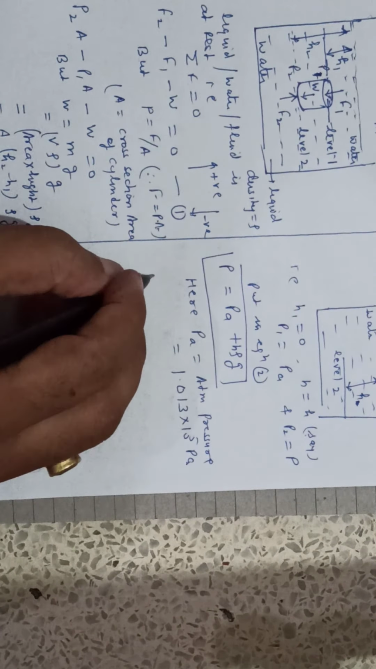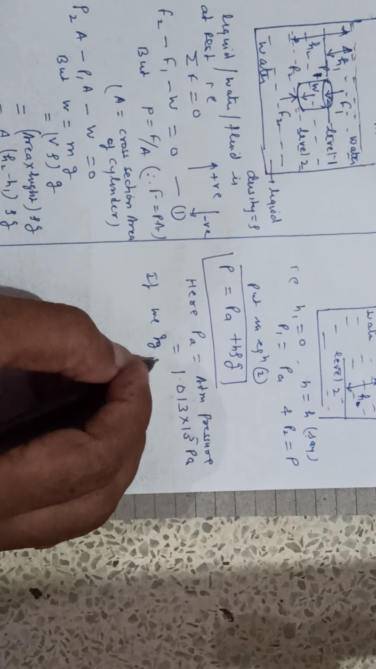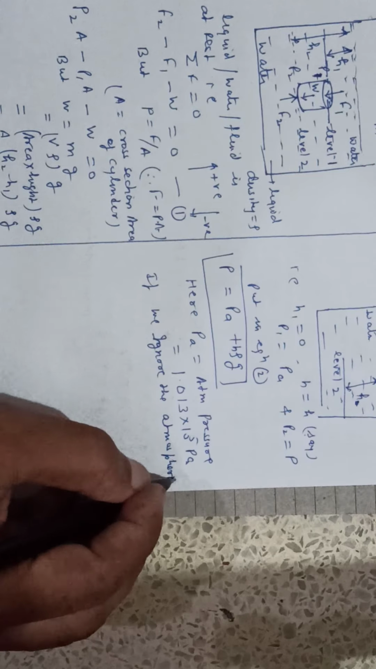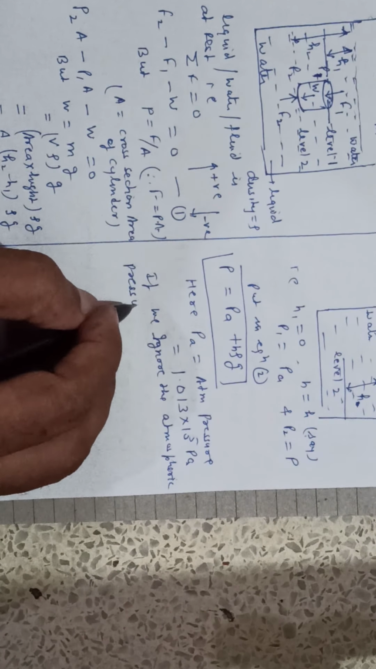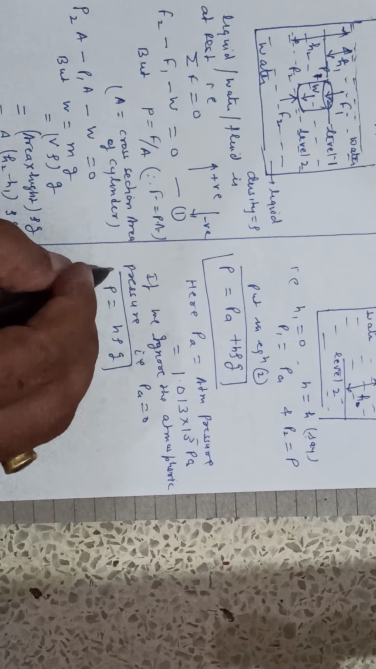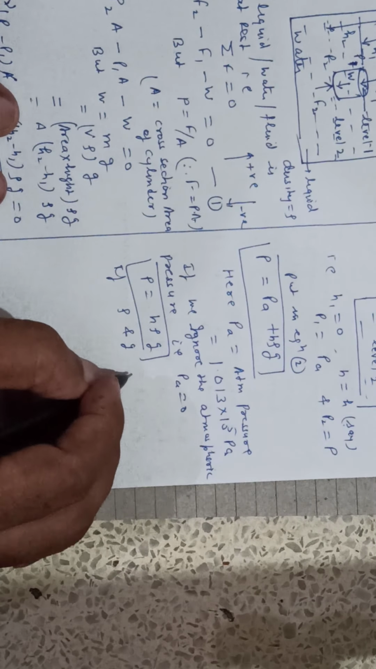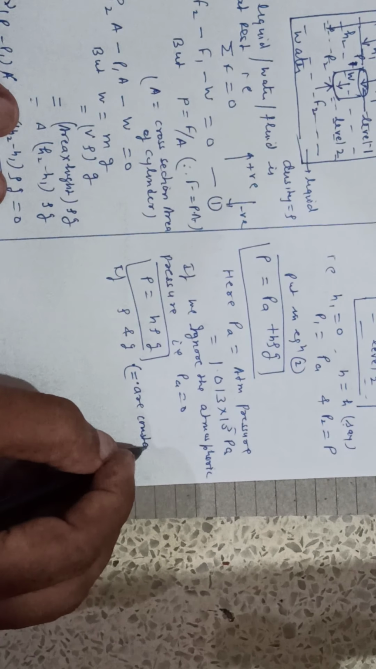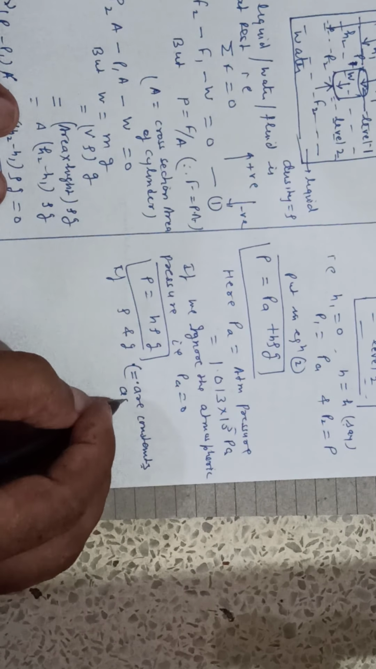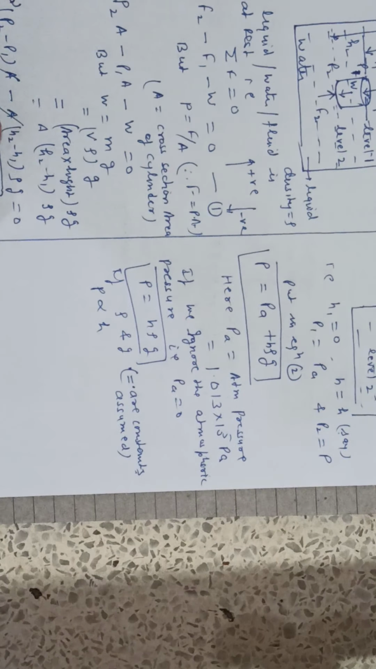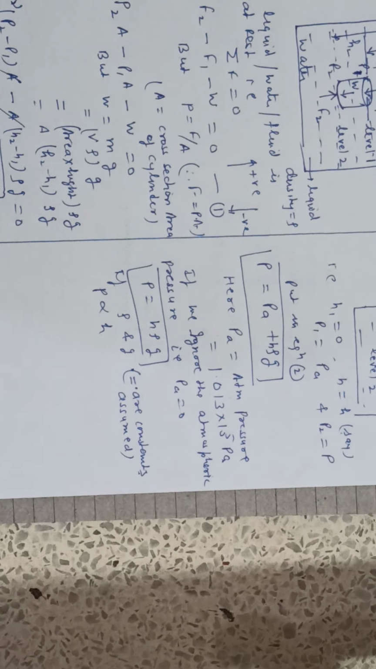If we ignore the atmospheric pressure, that is, if suppose P_A is equal to 0, so P is equal to H rho G. So if rho and G are assumed constants, that is assumed by us, so these values are constant, then P is proportional to H. So it means pressure due to the liquid column depends on the height of the fluid column.